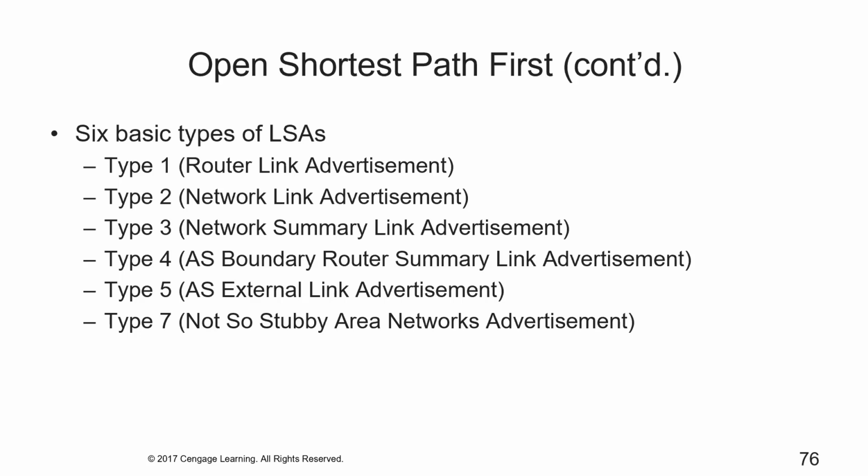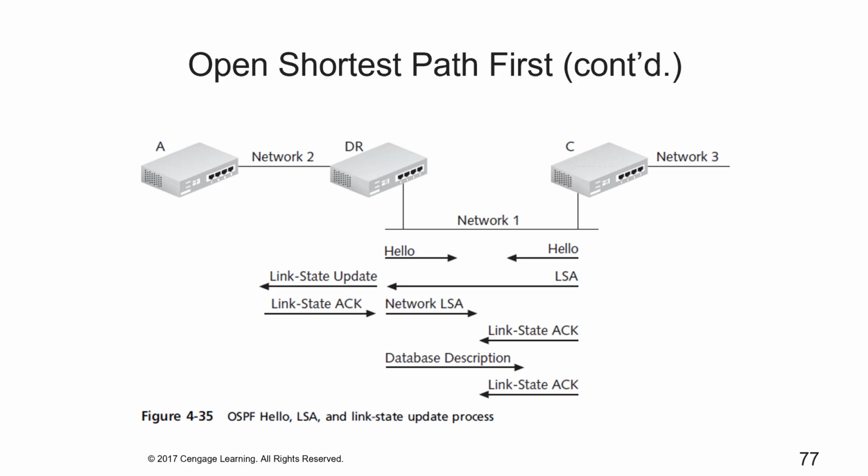So there's seven, not two. There's a few basic types of LSAs. You have your router link advertisement, network link, network summary. Remember, there's 6 that are listed. Type 6 is not. So when you're studying these, correlate your types to the names.